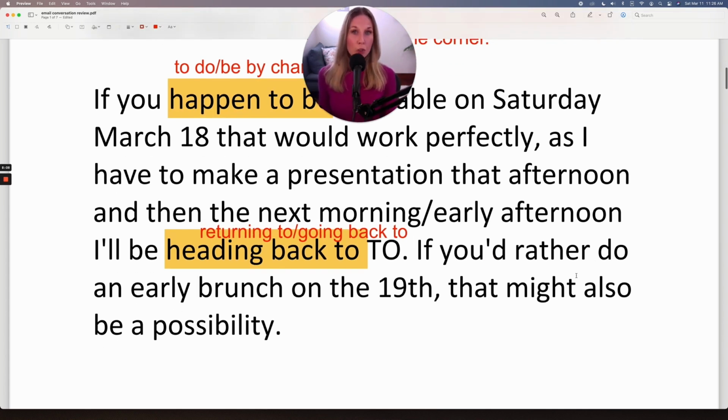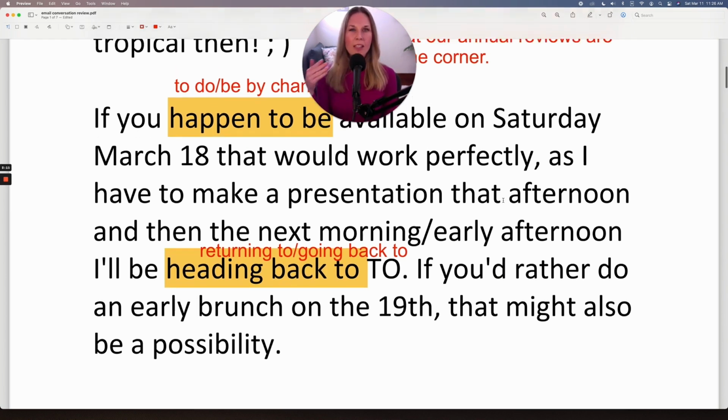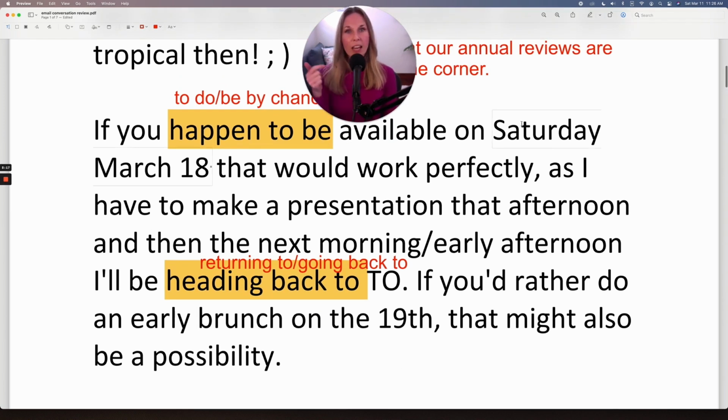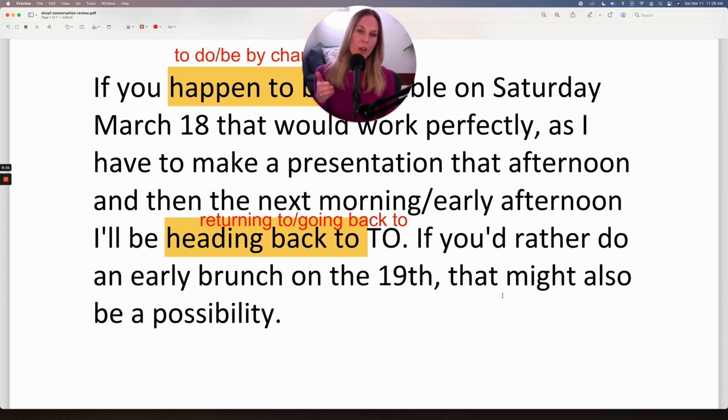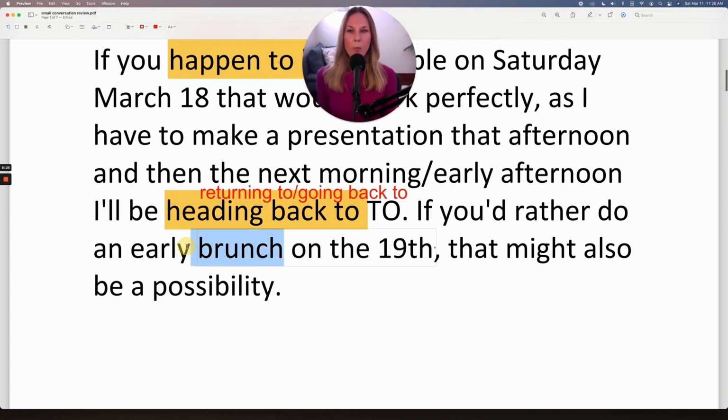If you'd rather do an early brunch on the 19th, that might also be a possibility. So she's giving us an alternative if Saturday doesn't work. Then she suggested an alternative, which is brunch on the 19th. Brunch, Americans love brunch, okay? I know some students in other parts of the world, they're not really familiar with brunch, what it is.